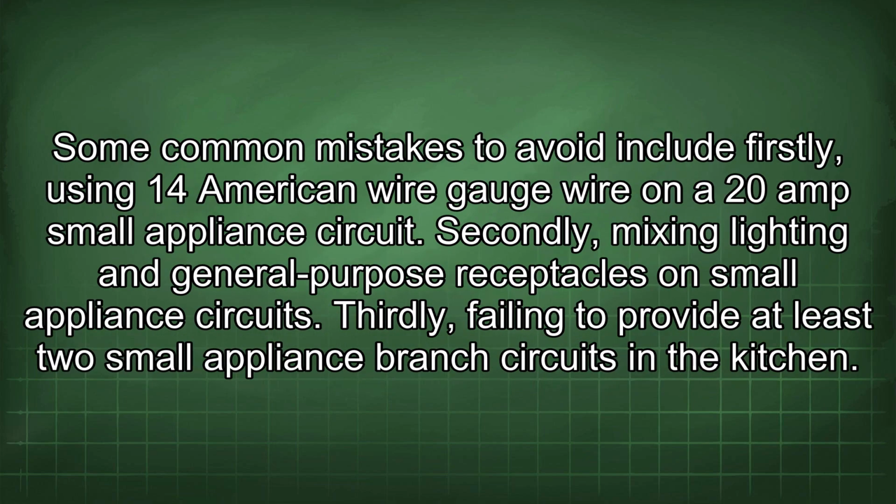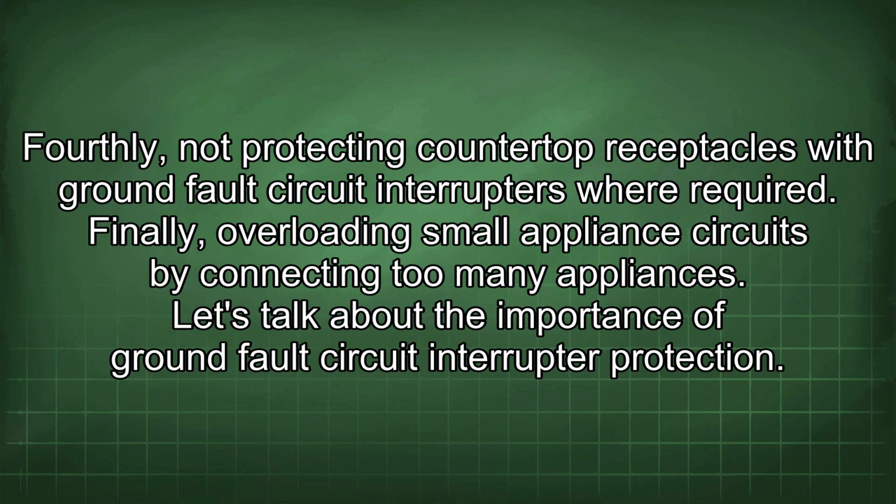Some common mistakes to avoid include: firstly, using 14 American wire gauge wire on a 20 amp small appliance circuit. Secondly, mixing lighting and general purpose receptacles on small appliance circuits. Thirdly, failing to provide at least 2 small appliance branch circuits in the kitchen. Fourthly, not protecting countertop receptacles with ground fault circuit interrupters where required. Finally, overloading small appliance circuits by connecting too many appliances.